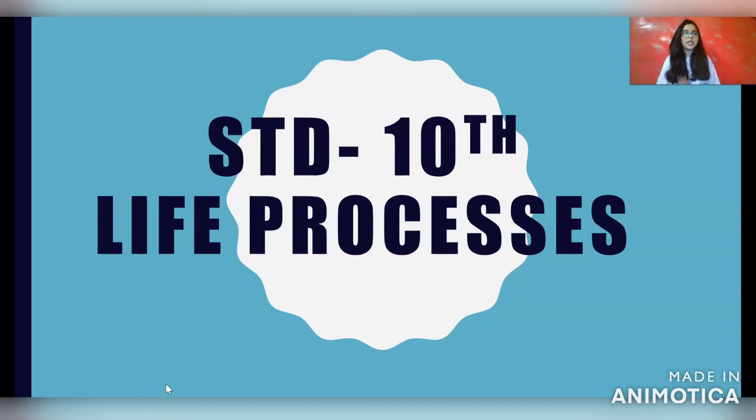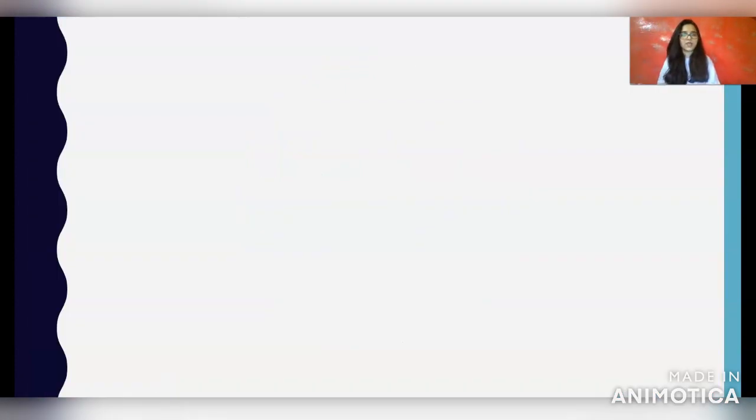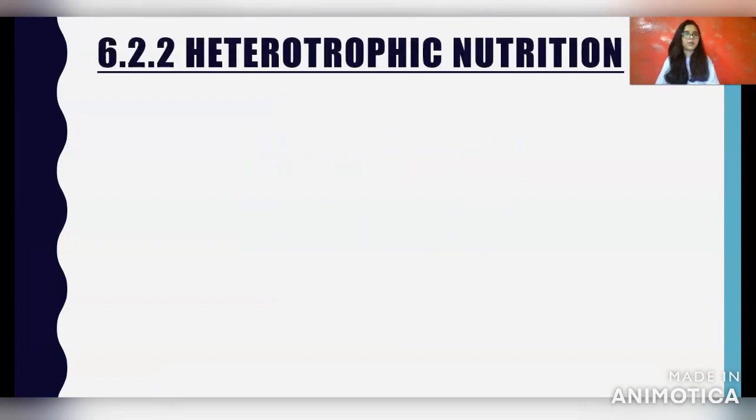So children, in an earlier video we have discussed the life processes and autotrophic nutrition as well. We have seen how many life processes there are, right? In this video, we will be discussing heterotrophic nutrition. Earlier we have seen autotrophic nutrition. If you haven't seen that yet, please go to my earlier video. I'll put the link here somewhere and then you can check it out.